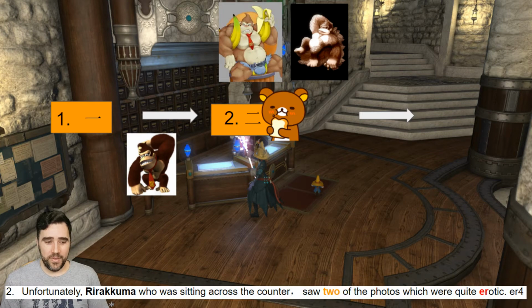And the second one here, the sentence says, unfortunately, Akuma, who was sitting across the counter, saw 2 of the photos, which were quite erotic. And of course, erotic here, again, meaning a little bit dirty or maybe a little bit too revealing. This helps me remember it, but also it's the sound, as you can see, I highlighted it in red, because in this case it's Lilakuma, so we know that it is the falling tone, so it's erotic there. That's how I remembered that. So these are the first 2 numbers here, and you can kind of see how things are going.